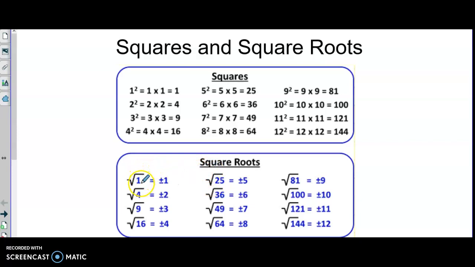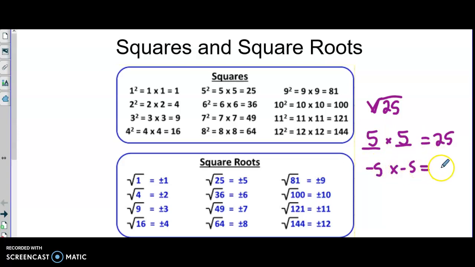And then your square roots. When you take the square root of something, you're asking yourself what times what equals that number. So for example, if we just look at the square root of 25, we're asking ourselves what number equals 25, and it has to be the same number times the same number, which ends up being 5 times 5, or -5 times -5. Both of those equal a positive 25.